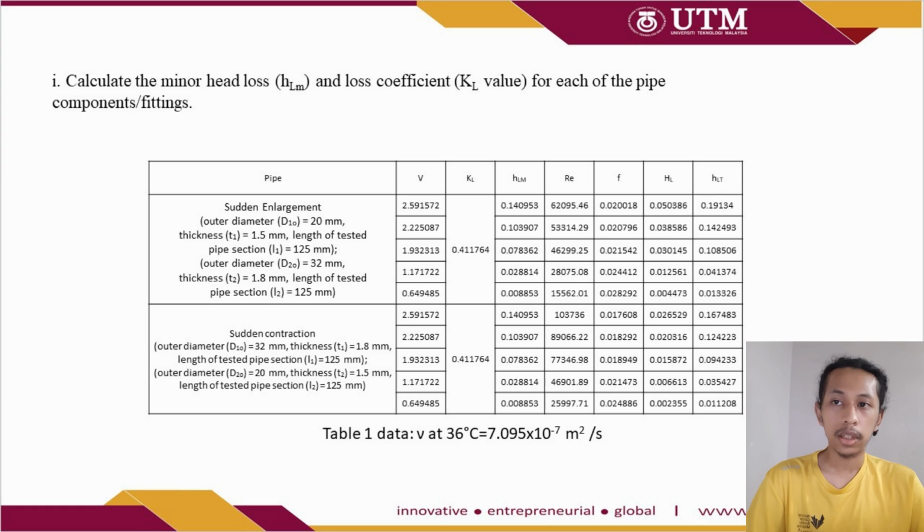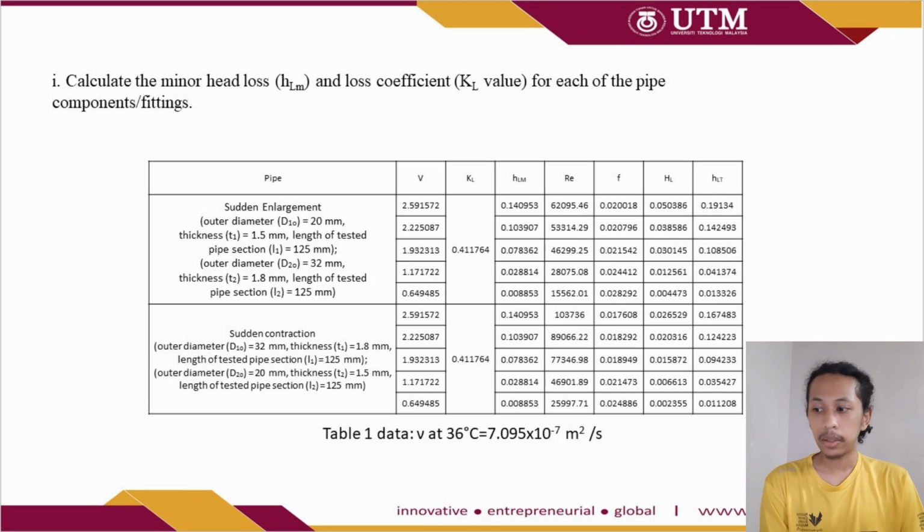For sudden enlargement, KL equals (1 minus A1 over A2) squared. While for sudden contraction, it is the other way around, which is (1 over (A2 over A1)) squared. And then that's how we are going to find HLM, which equals KL V squared over 2g.